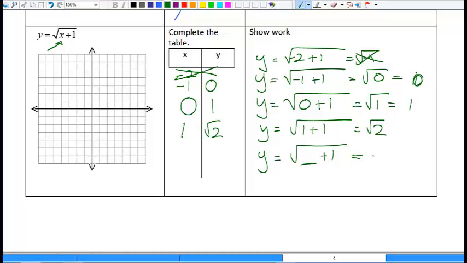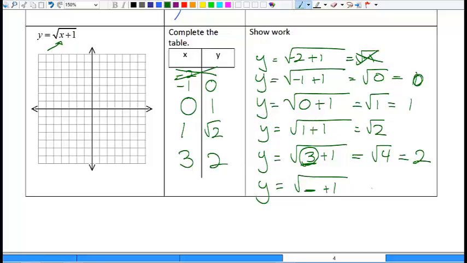Well, the next perfect square I know of is root 4. So what value can add to 1 to get the square root of 4? I think the answer there is 3. So if I plug in 3, the square root of 3 plus 1 is 4, and the square root of 4 is 2.